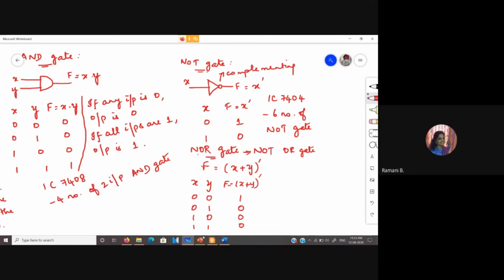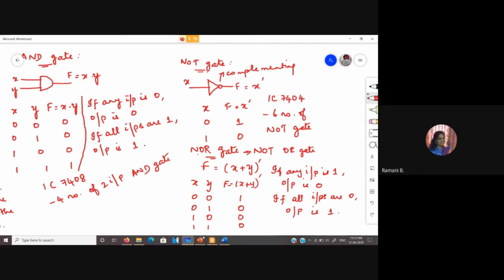So in case of NOR gate, if any input is 1, output is 0. If all inputs are 0, output is 1. Okay.